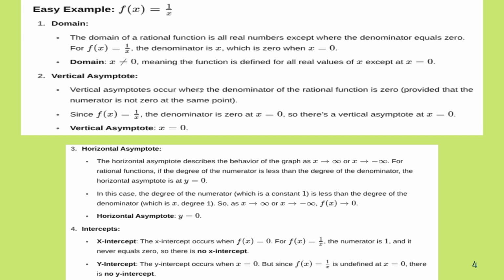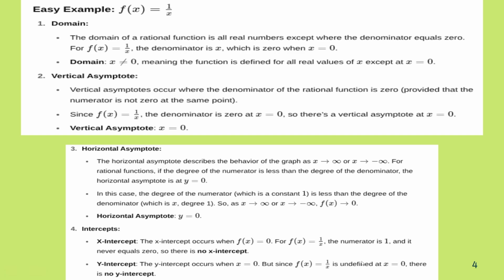Vertical asymptotes occur when the denominator of a rational function is 0, provided that the numerator is not 0 at the same point. Since f of x equals 1 over x, f of x can be simplified to y. The denominator is 0 at x equals 0, so there's a vertical asymptote at x equals 0.